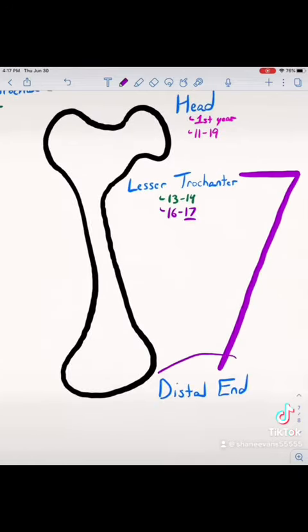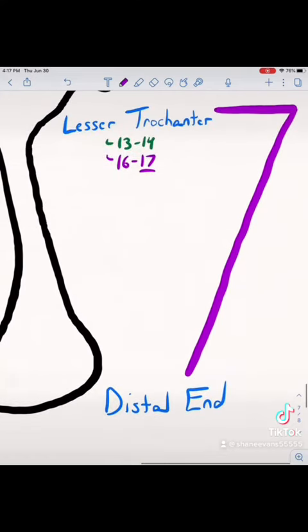Now, at the distal end of the 7, we're going to focus on the distal end of the femur. All right. So we can actually use the lesser trochanter to our advantage to help us remember the distal end. Do you know that original joke where 6 is afraid of this 7? Well, it's because 7, 8, 9.